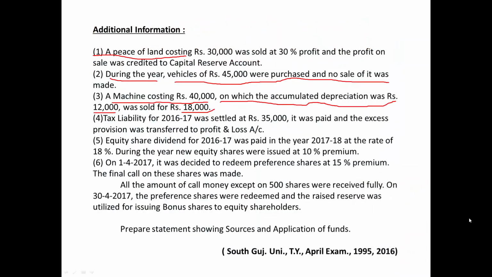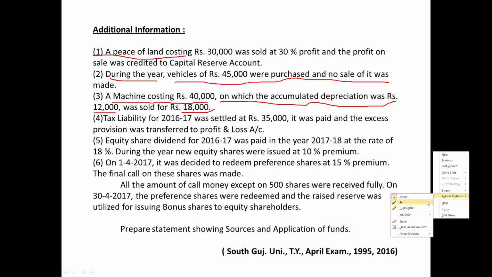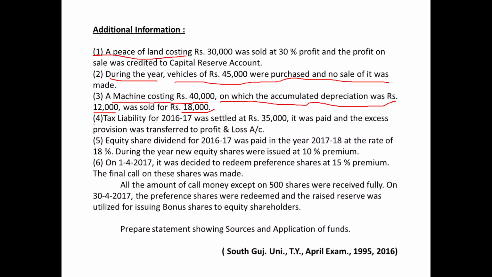After machinery, let us verify another point from additional information. Point number 4. A routine item. This item was there in all the 3 previous questions, but over here something is also new for the first time that you are going to deal with: this income tax item. Tax liability for 2016-17 was settled at rupees 35,000 and it was paid. And the excess provision was transferred to profit and loss account.